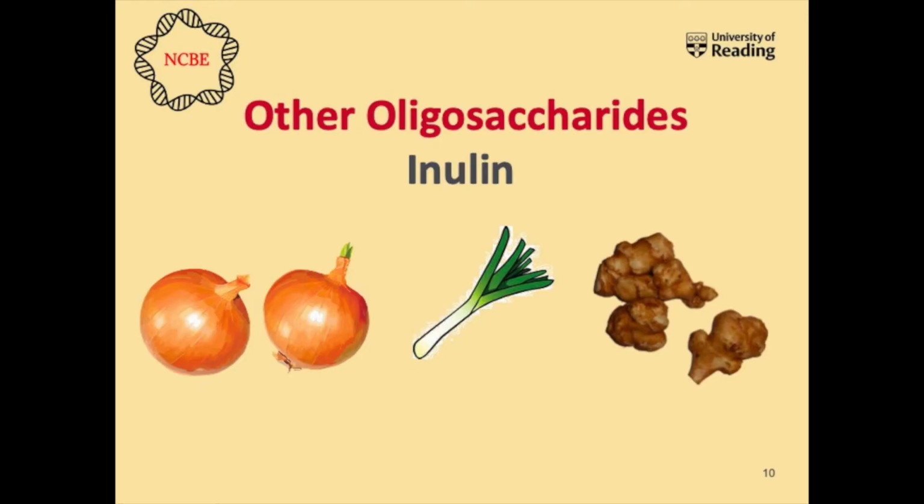These are all part of a group of compounds called oligosaccharides. Oligosaccharides are made up of between 2 and 10 sugar molecules. You can have other oligosaccharides which are naturally present in foods, and one of those is inulin. Inulin is found naturally in products like onions, garlic, and Jerusalem artichokes, and inulin is food for the good bacteria in our gut.